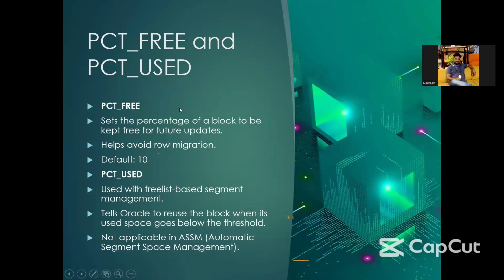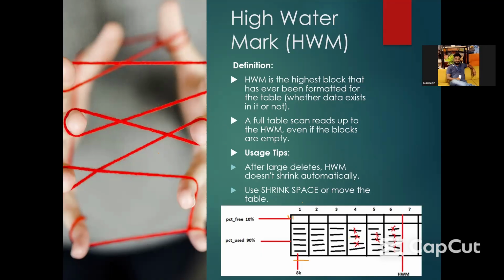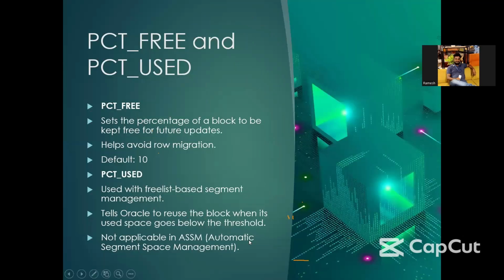Okay, so now I told you what PCTFREE and PCTUSED are. Let me recall it. You can imagine this picture: PCTFREE 10%, PCTUSED 90%. PCTFREE sets the percentage of the block to be kept free for future updates. It helps to avoid row migrations. If, for example, the default is 10, we can give whatever, maybe 20%, 30%, 50%, and based on that Oracle will fill the data in the block.